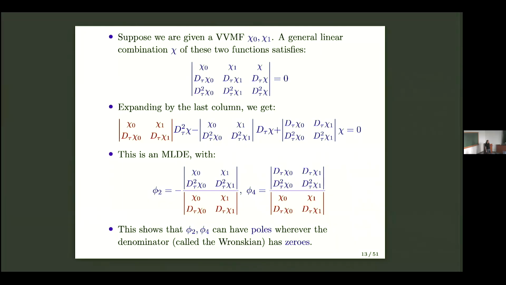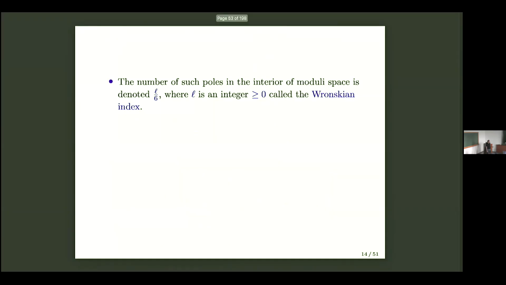Okay. Good. So this shows that phi 2 and phi 4 can have poles whenever this particular denominator, the red one, has any zeros. Now, since we are doing bootstrap again, we don't know how many zeros or poles there are because we don't know these solutions. We just know that it could have. So we should parameterize that problem. And we do so by giving a name to the number of such poles in the interior, not counting the behavior at the boundary of modular space. And we just call it L by 6, where L is an integer, which is called the Wronskian index.